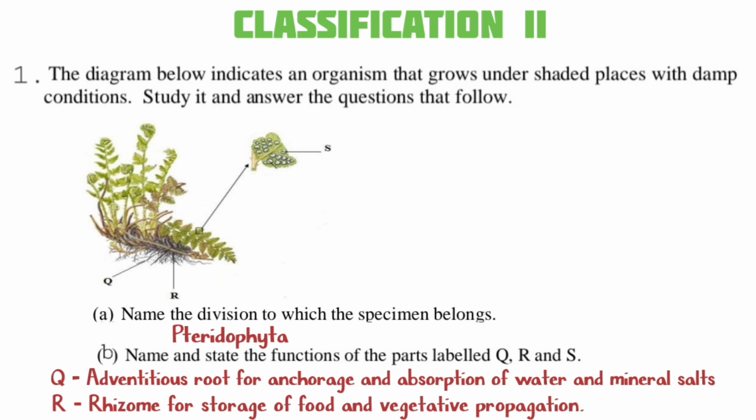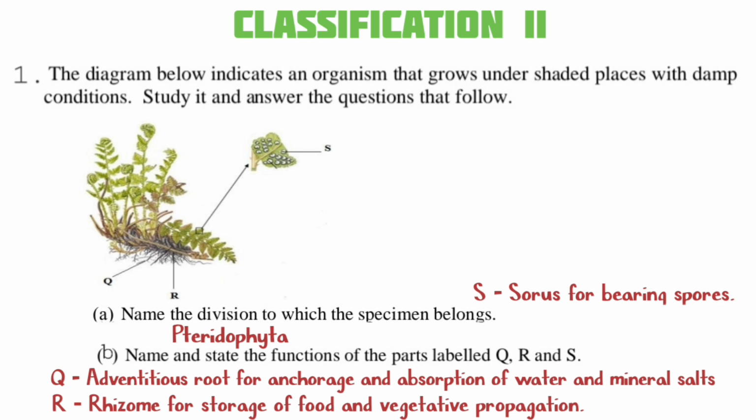Tuendele. Part S. S is the sorus. So plural is sori, but since it's just pointing at one, this is a sorus. So the function, of course, is production of spores. Now, what is a sorus?